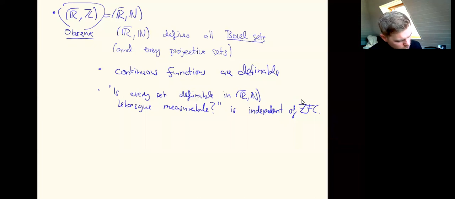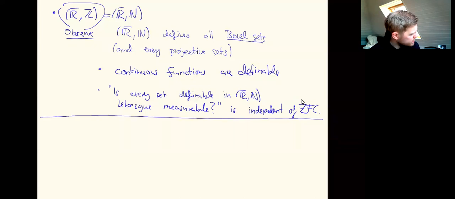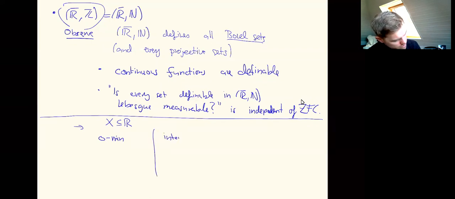I do want to give you one more example here before I move on. Let's remind ourselves for a second what o-minimality was. O-minimality was a condition on definable sets in the line. So if it's o-minimal, then the set X either has to have interior or is finite.